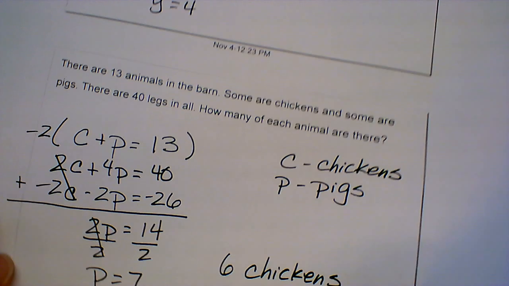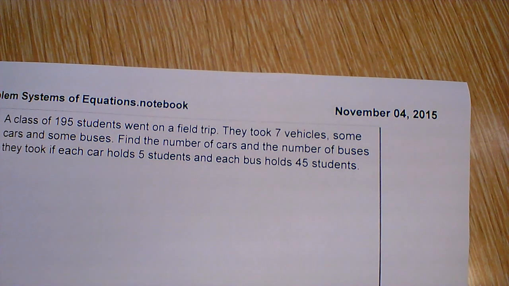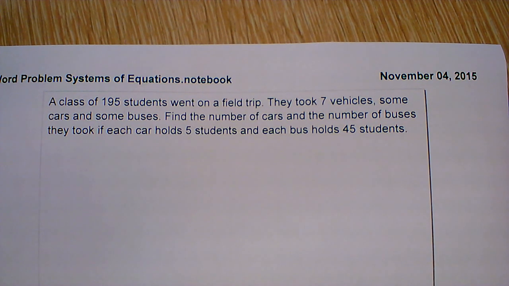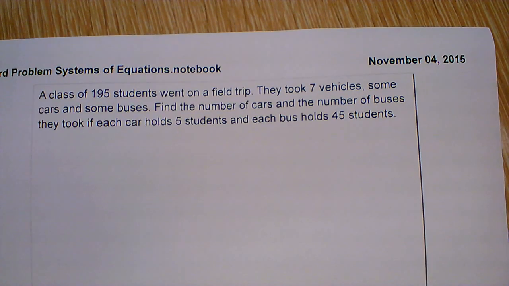All right, let's move on to the next problem. A class of 195 students went on a field trip. They took 7 vehicles, some cars and some buses. Find the number of cars and the number of buses they took if each car holds 5 students and each bus holds 45 students. So first of all, we have 2 types of vehicles.